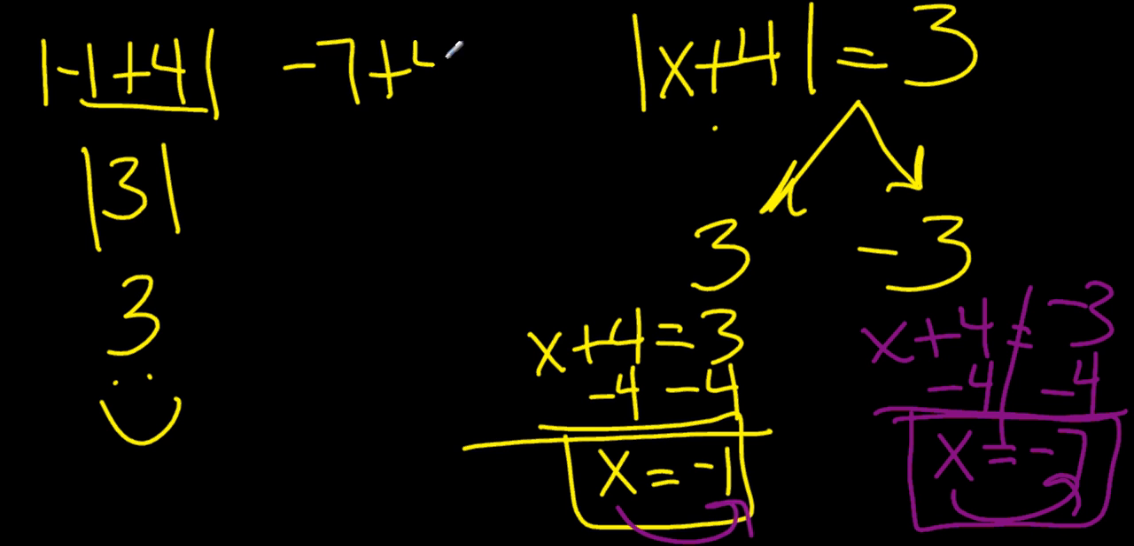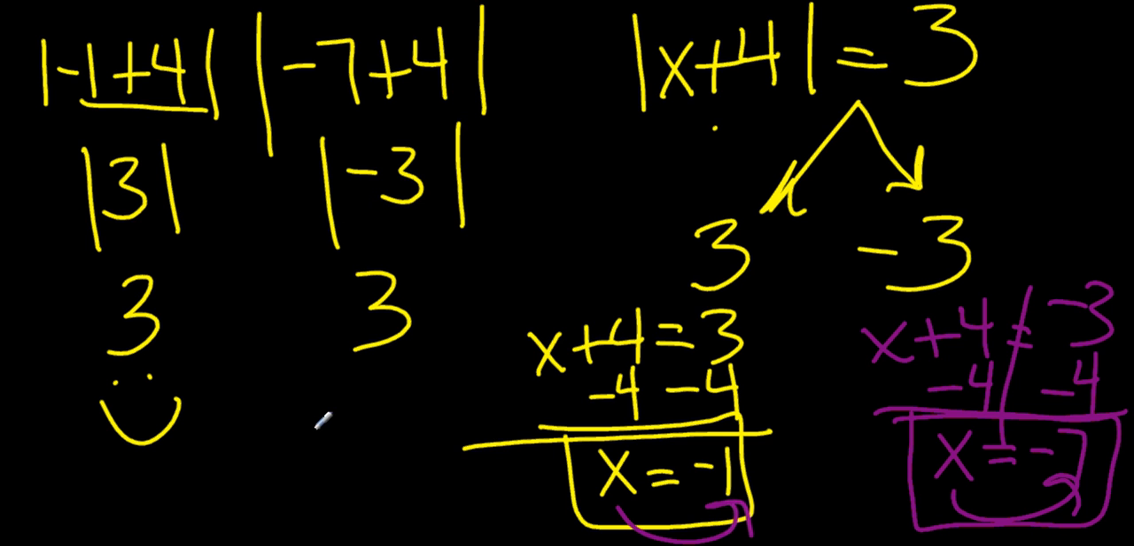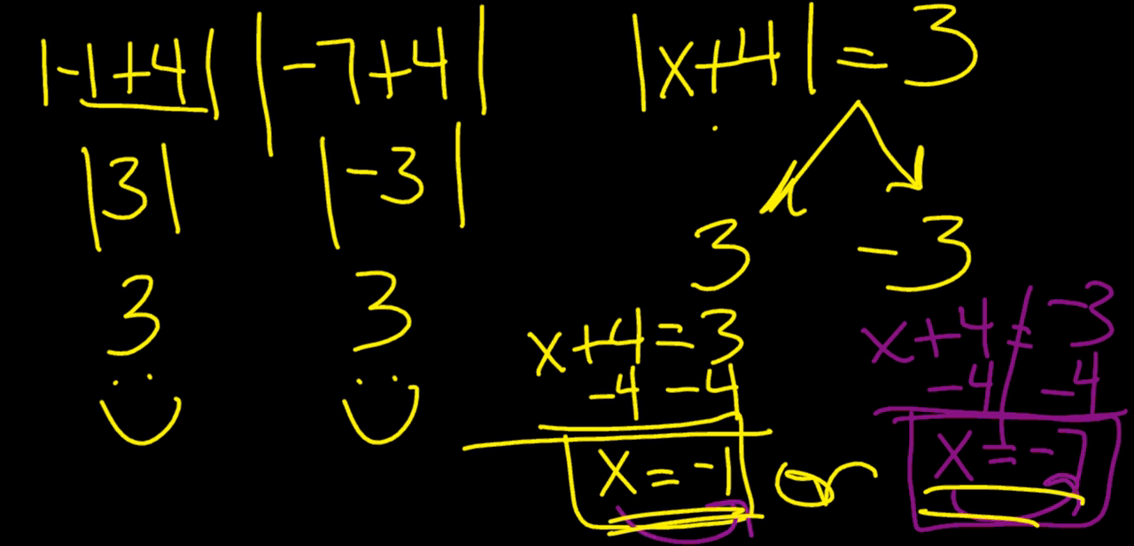Or I could fill in my negative 7. Negative 7 plus 4, and I'm going to take the absolute value. Negative 7 plus 4 is negative 3. I take the absolute value, and I get 3. Look at that. Either way, two different answers. They're both solutions to my equation with absolute value.